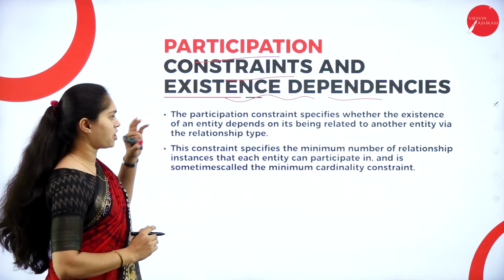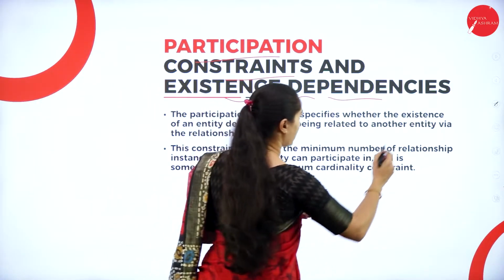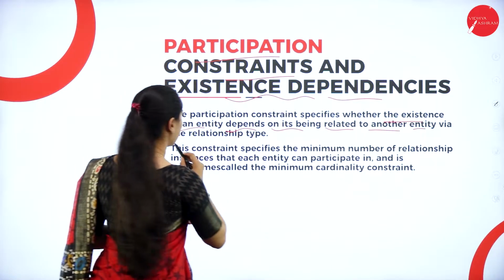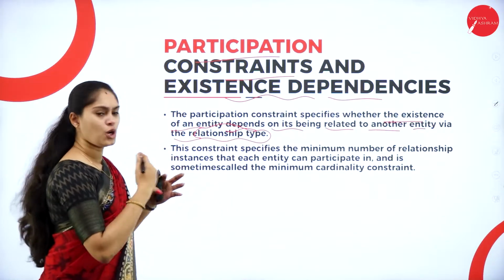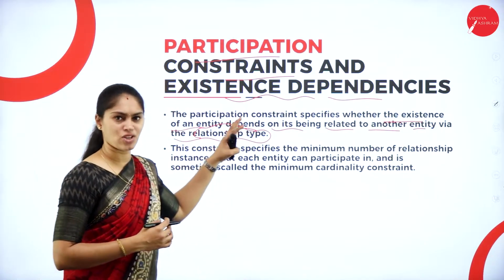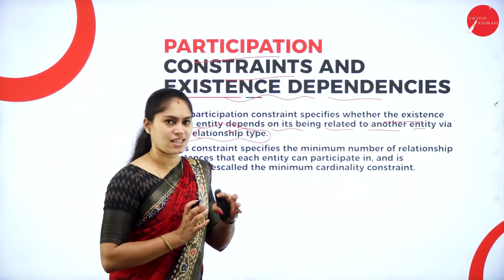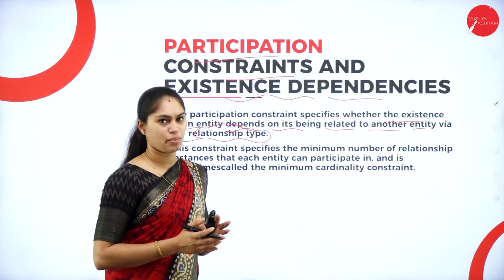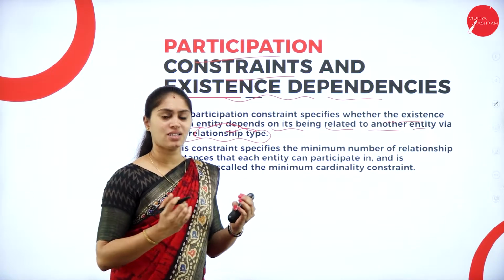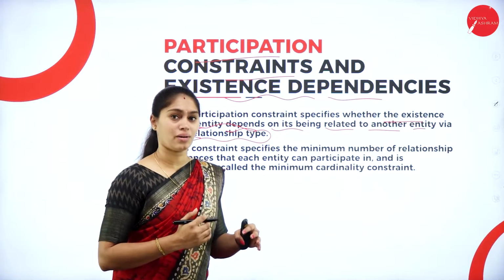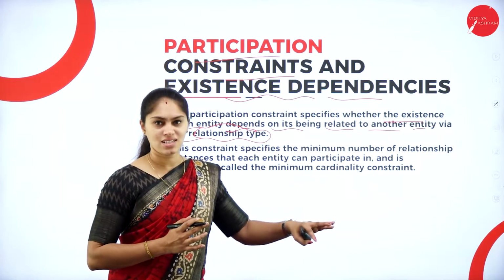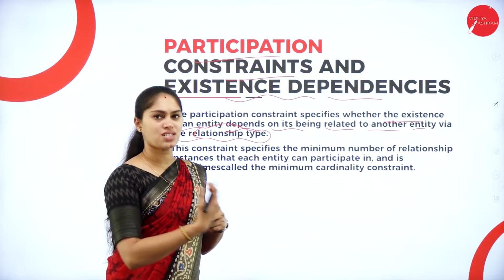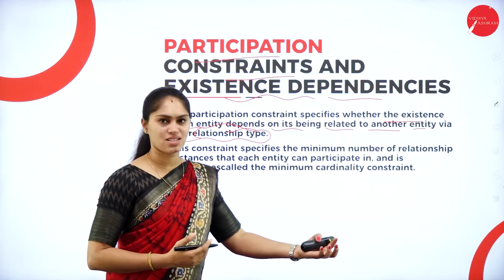The participation constraint specifies whether the existence of an entity depends on its being related to another entity via relationship types. Participation, in the sense that an instance of this entity is related to an instance of another entity. We are just checking it. For example, does this student belong to this college or not? Or, did this student learn from this teacher or not? Here teacher is one entity and student is another entity. I am just checking whether this student learned from this teacher or not.